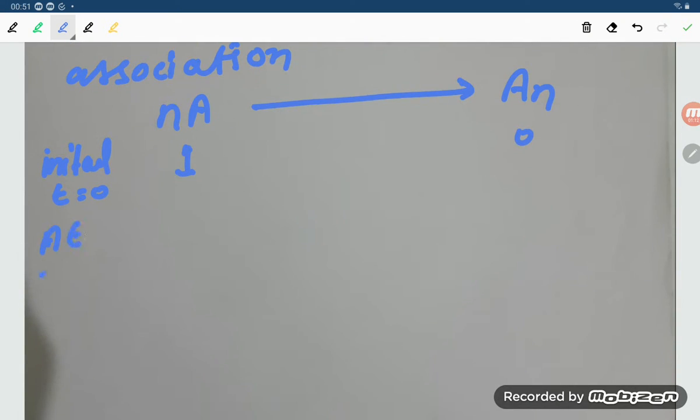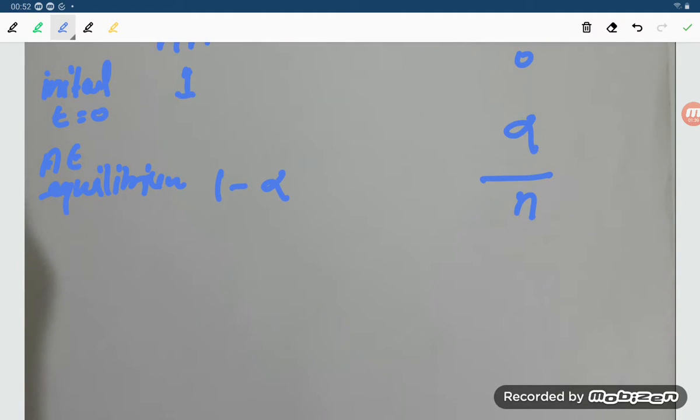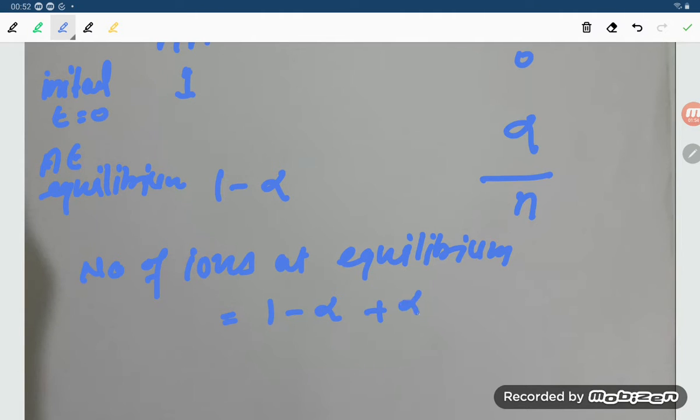And at equilibrium, what will be the condition? Suppose alpha is the degree of association. Then A will be n minus alpha, and A_n will be alpha by n. What can you conclude from here? The number of particles at equilibrium will be 1 minus alpha plus alpha by n.